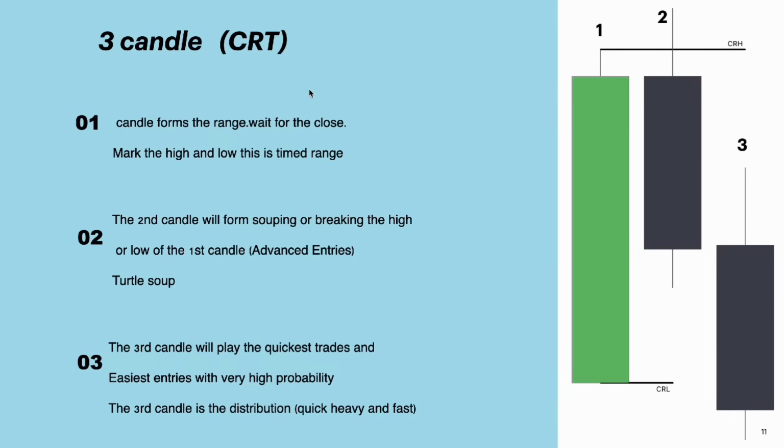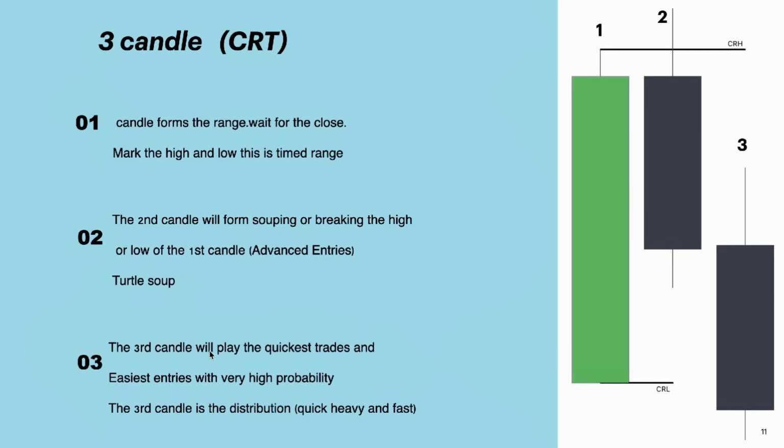As I mentioned, there are 2 types of CRT, the 3-candle CRT and the inside bar plus CRT. The 3-candle CRT is a simple concept where 3 candles represent different stages: accumulation, manipulation, and distribution. The first candle sets the range, and after it closes, you mark the high and low points. This range is set at a specific time of day, not randomly. The second candle usually moves above or below this range, which is called a turtle soup. This movement offers the most advanced entries for experienced traders.